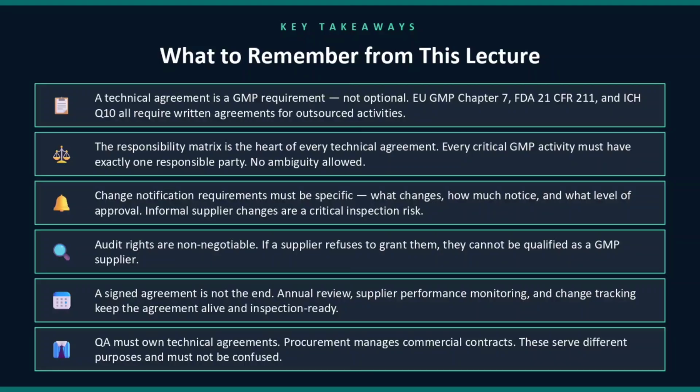Number 5. A signed agreement is not the end. Annual review, supplier performance monitoring, and a change tracking log keep the agreement live and inspection ready. Number 6. QA must own technical agreements. Procurement manages commercial contracts. These are two different documents serving two different purposes.